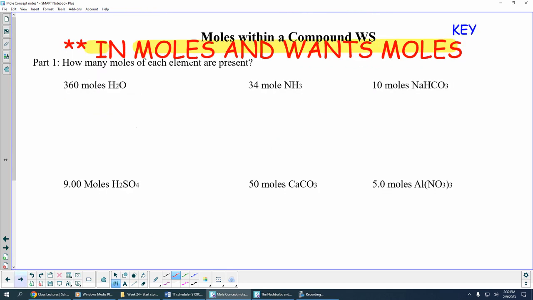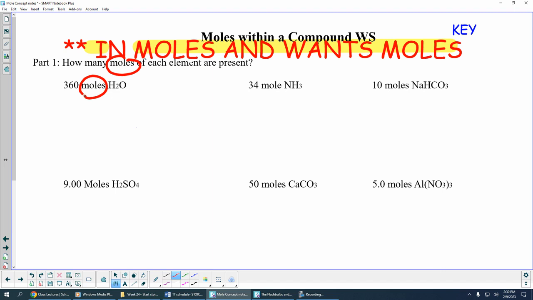All right, the next step on this worksheet, it says how many moles of each element are present, and it's already in moles. So what I'm going to do is, they are able to talk to each other because they're both in moles.